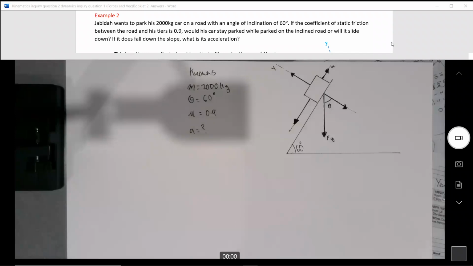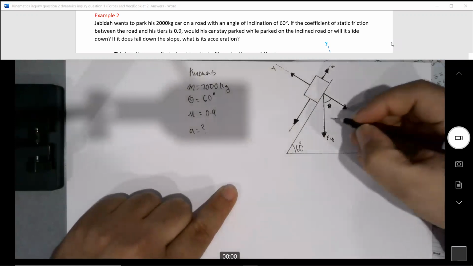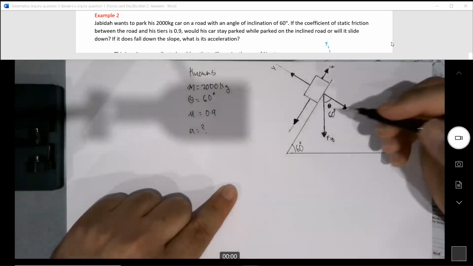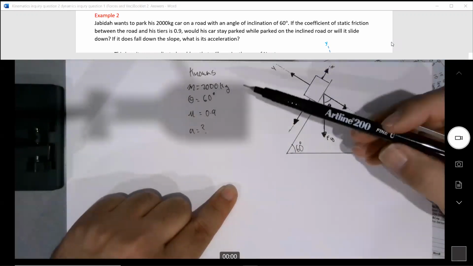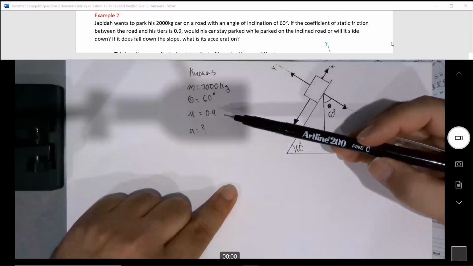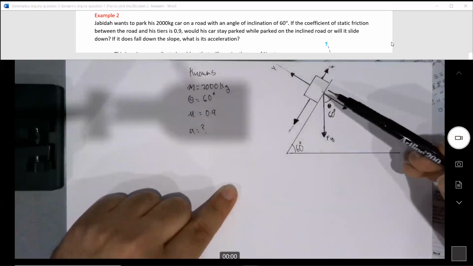Okay, this is example 2. Example 2 gets a bit harder because they've added friction in there, and they haven't given you a normal force. So you're going to have to use Newton's laws to solve for values that aren't there, or extrapolate for values that aren't there. Okay, so here's the diagram. We've got the car, it's at 60 degrees. It's got a mass of 200 kilograms. It's got a coefficient of static friction of 0.9. So at some point, it's no longer going to be static, and it's actually going to start moving.